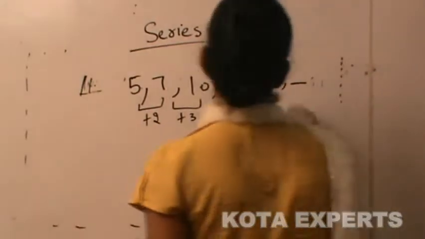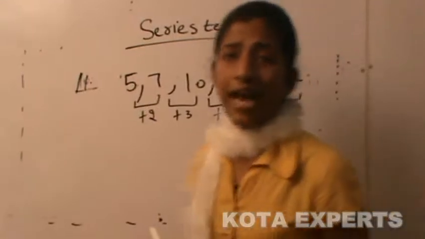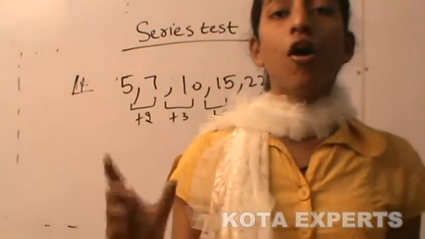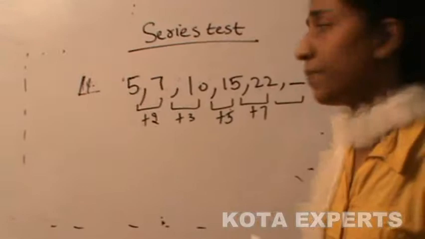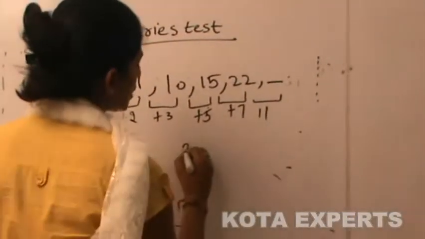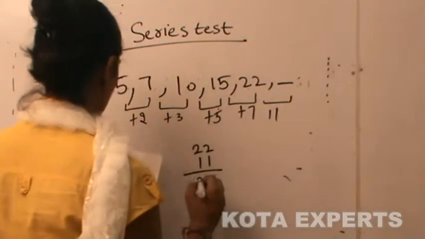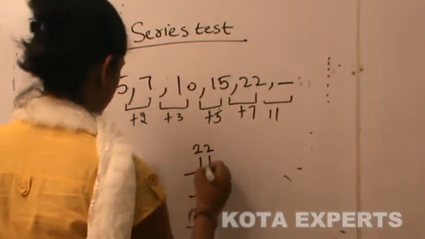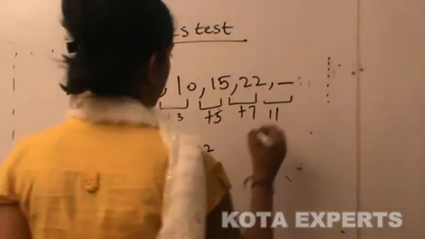So, what is the next prime number? 9 or 11? No, 9 is not a prime number. 9 is an odd number but not a prime number because 9 can be divisible by 3. So 11 is the next prime number. So the answer is 22 plus 11, that is 33. So the correct choice is 33.